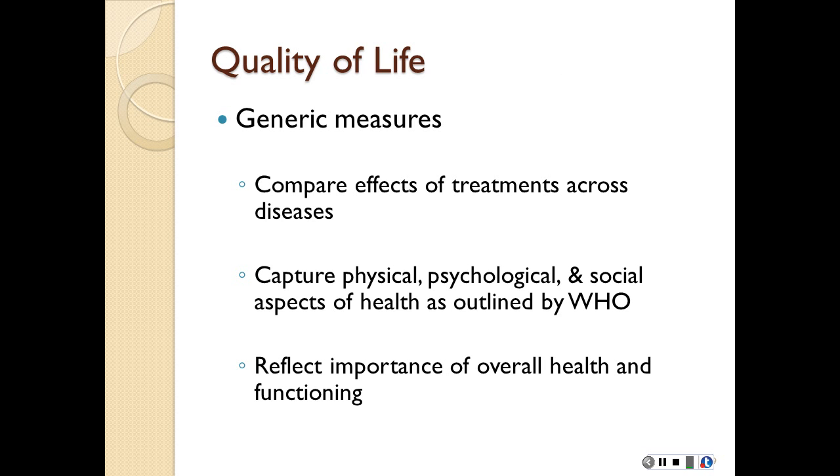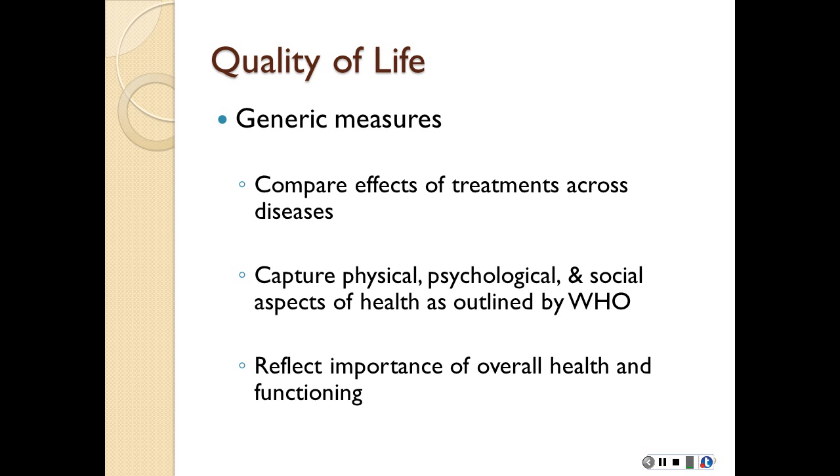So a lot of times they try to capture your physical, psychological, and social aspects of health. Sometimes they capture more domains. There's a lot of debate as to how many domains actually constitute health and well-being. So physical, psychological, and social, I think everybody agrees on, but then there's also spiritual health, sexual health, vitality, all these things that people count as part of health. And so you have to decide which of those domains you want to measure. And various generic measures will measure different types of those domains.